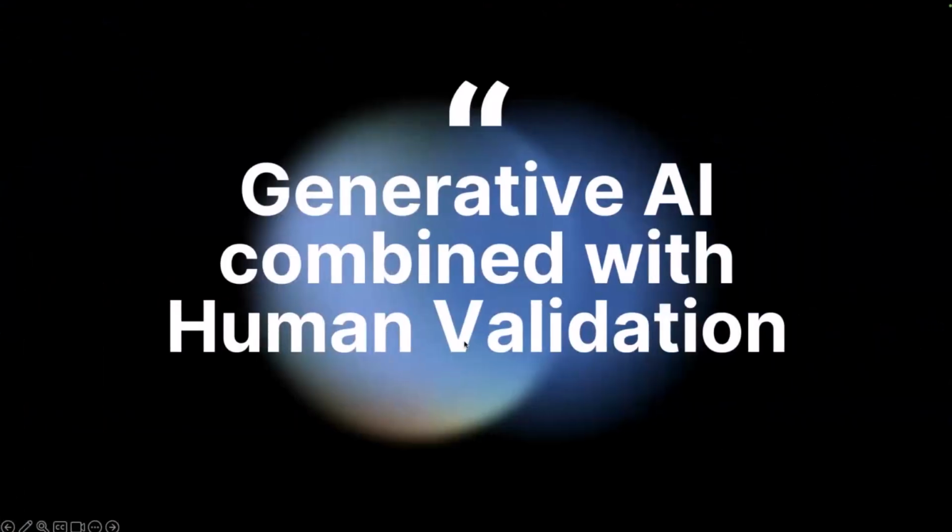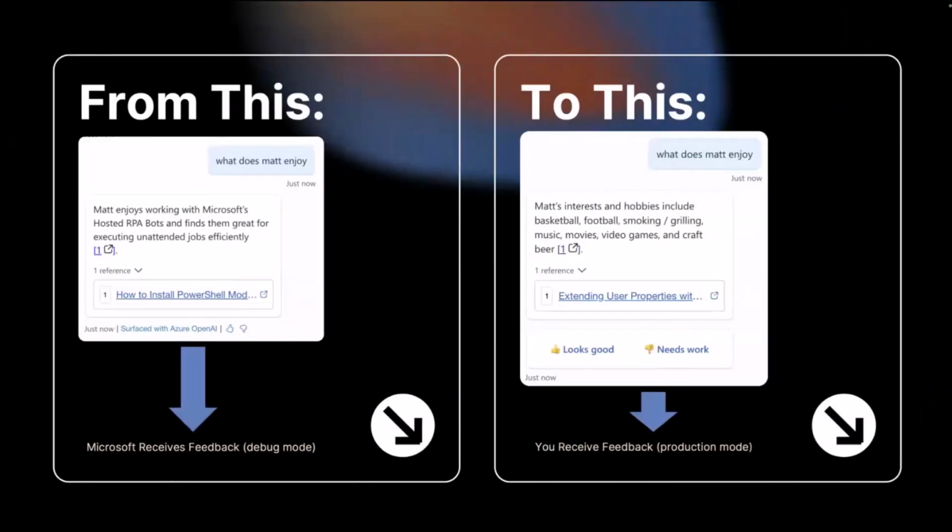So what we're talking about today, and this actually piggybacks off of the last presentation, is generative AI combined with human validation. And so what are we really talking about? Well, right now we've got really cool ways to integrate data into Copilot Studio. You can bring in public website data, SharePoint data. The knowledge sources that have rolled out are just very expansive. And in the debug mode inside of Copilot Studio, we actually have an opportunity to give feedback. The thumbs up or thumbs down is what we're talking about here.